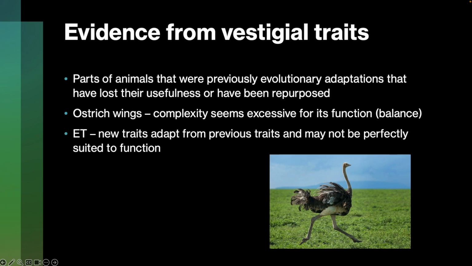So evolutionary theory says that new traits adapt from previous traits that may not be perfectly suited to function, right? Which is what you would expect, because if you're in the process of transitioning from one to the other, that transition period is not going to be perfectly suited to function. Only when you arrive at that end point will it be perfectly suited to function. Evolutionary theory is everything's always in flux, so no one is ever perfectly suited to function according to them.